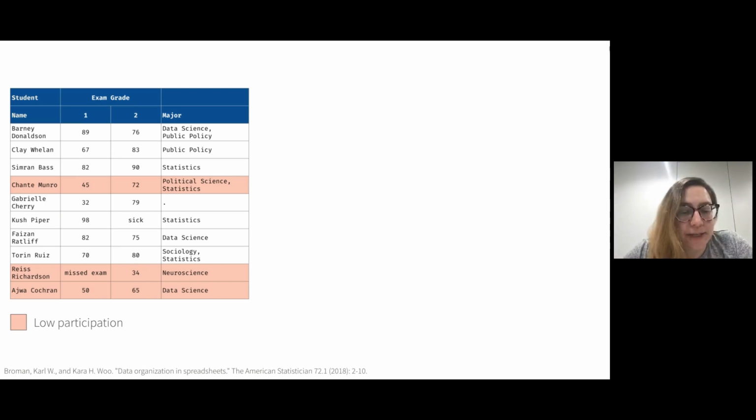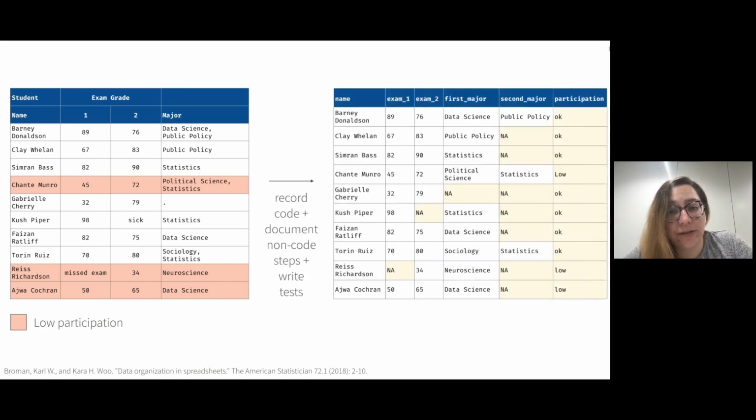Well, this type of data set, when a human looks at it, it's digestible, but note that there are only 10 observations here. If I had many, many more people, scrolling through a spreadsheet with lots of students and this sort of coloring is not going to really get me far. So what I need to do is turn this into a machine readable format, which means that I want to record the code and document the non-code steps and write some tests for going from one to the other.